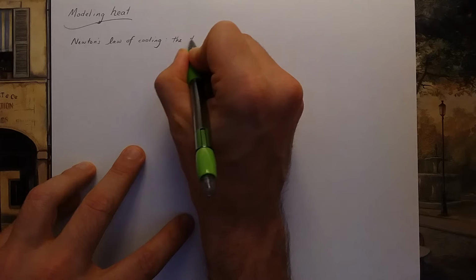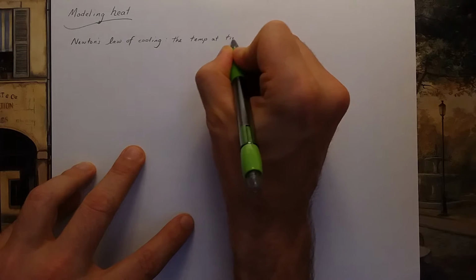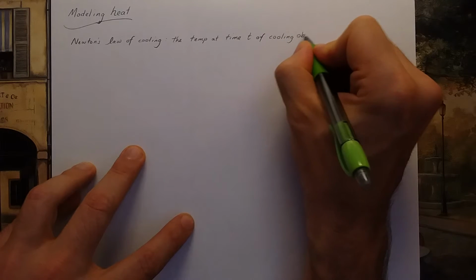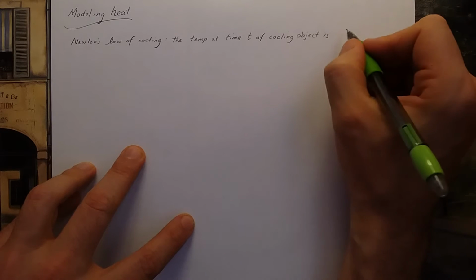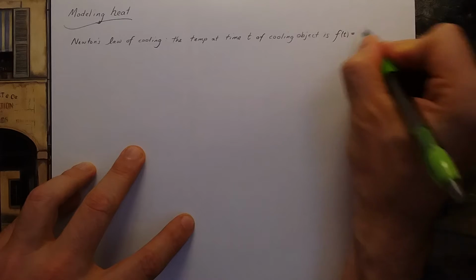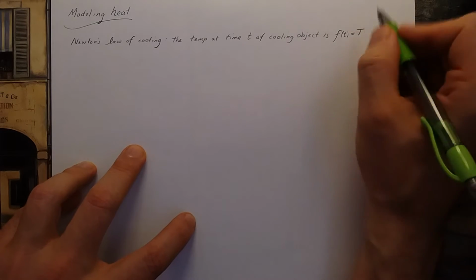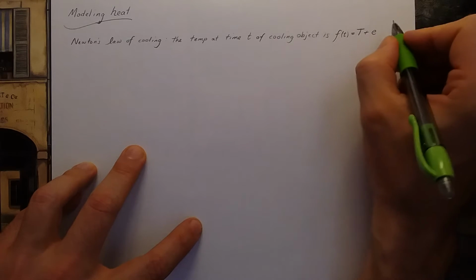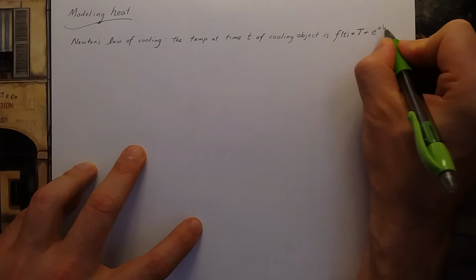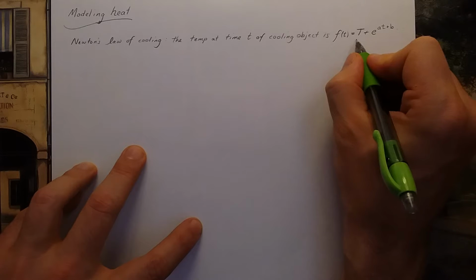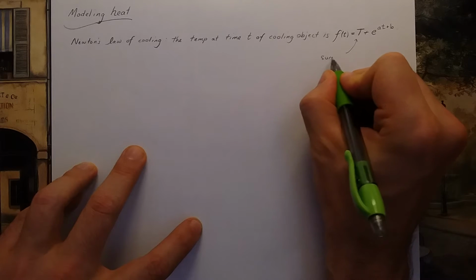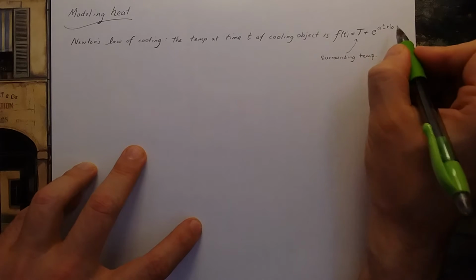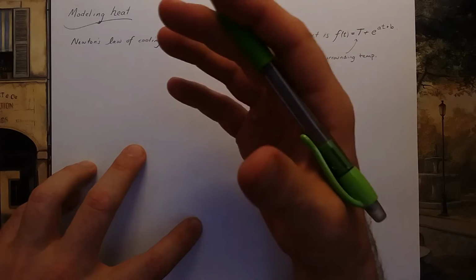the temperature at time t of a cooling object can be modeled by the function f of t, which is capital T plus a shifted exponential function, e to the a t plus b power. Here, this capital T is the surrounding temperature, and A and B are constants that depend on what's heating or cooling.